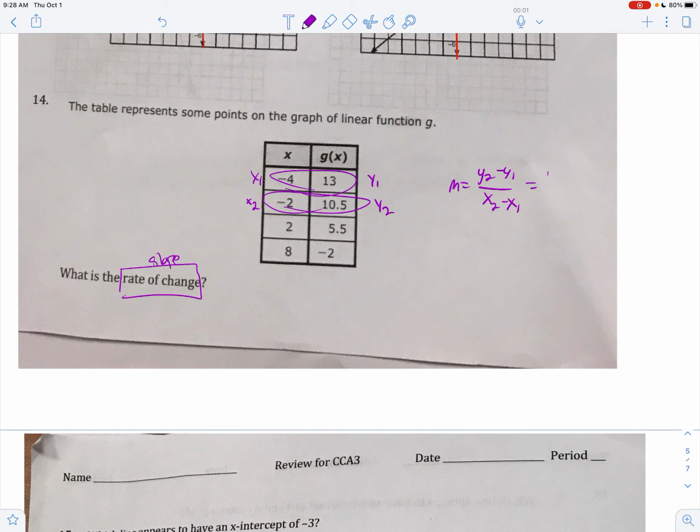So this becomes 10.5 minus 13 over negative 2 minus negative 4, which just is plus 4. So this becomes negative 2.5 over positive 2. In our calculators, we may want to simplify this so that it becomes 2.5 divided by 2, which is 1.25. Negative 1.25. That's our answer, negative 1.25.